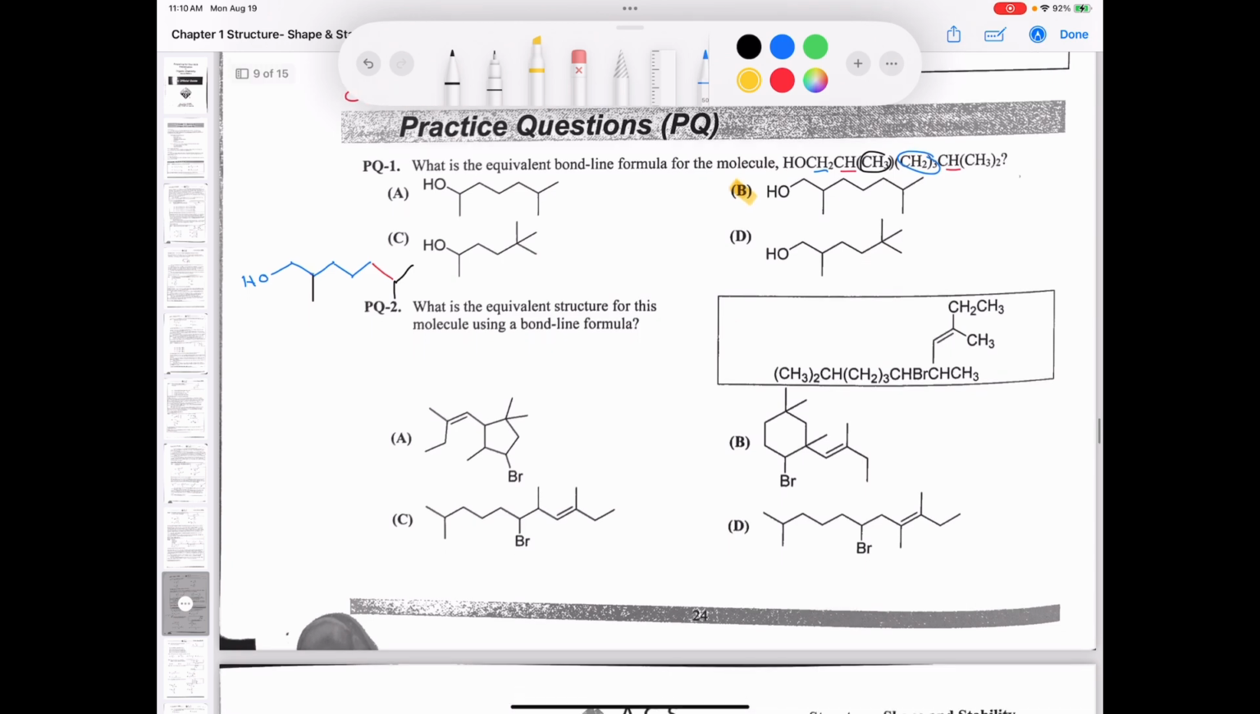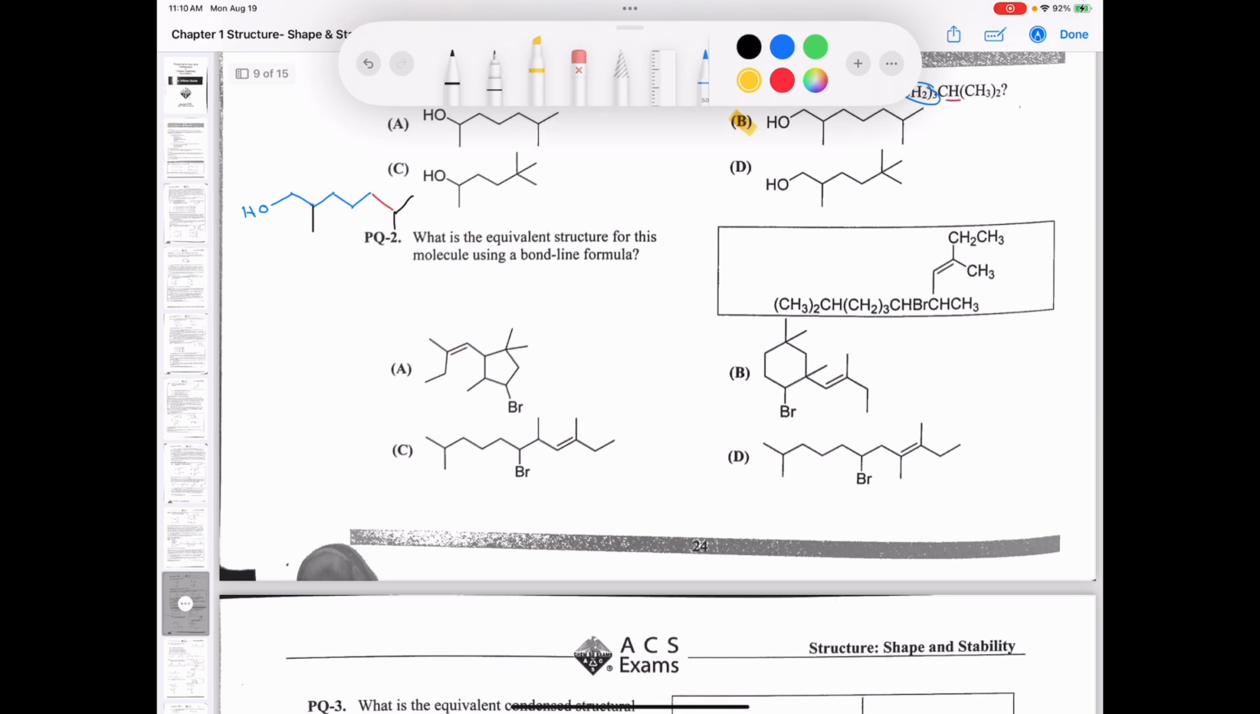Okay, question number 2 says, what is the equivalent structure for this molecule using a bond line formula? Well, the first thing I noticed about this problem is by taking a look at the double bond here, I would want to evaluate as to whether that was an E or a Z alkene. Another thing I noticed is that 2 of the answers have rings. There's a cyclopentane and a cyclohexane ring in both of these, and there's no ring indicated anywhere in this structure. So we can cross those off right away. Those are not contenders.